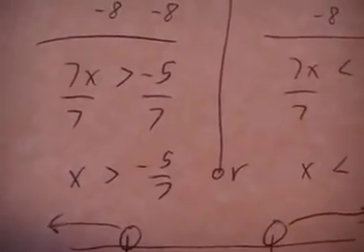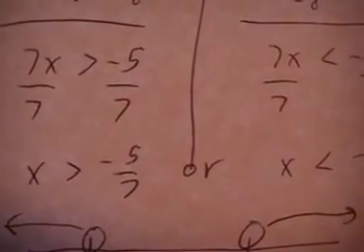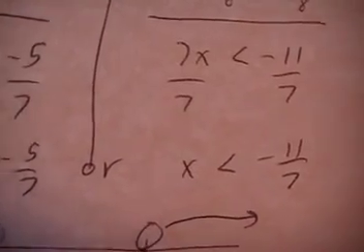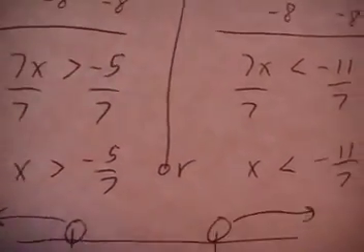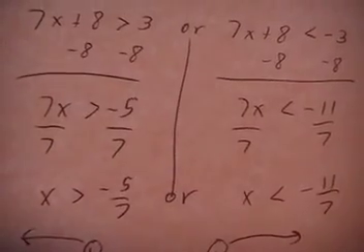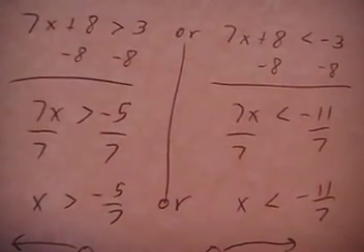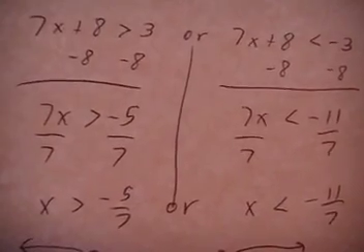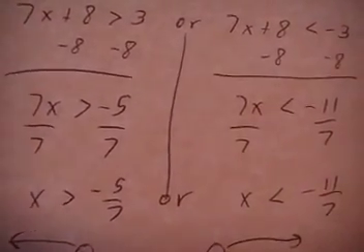So we got two statements here. x is greater than negative 5 over 7, or x is less than negative 11 over 7. This could actually be the answer. If they wanted an inequality version of the answer, you could leave that. But since the directions want interval notation, it might be helpful to draw a graph of this.